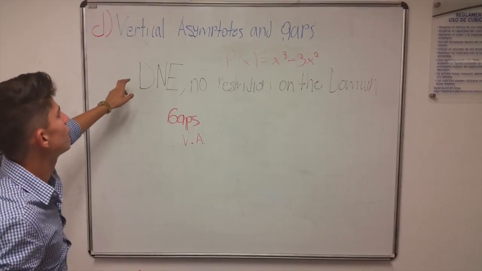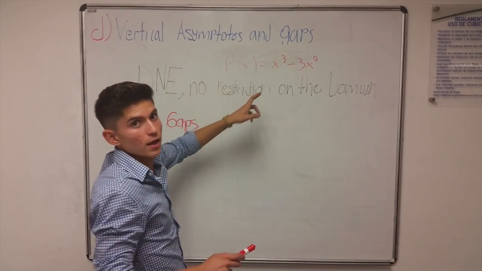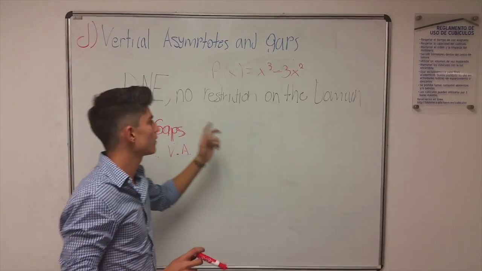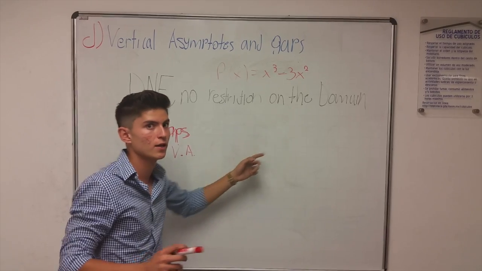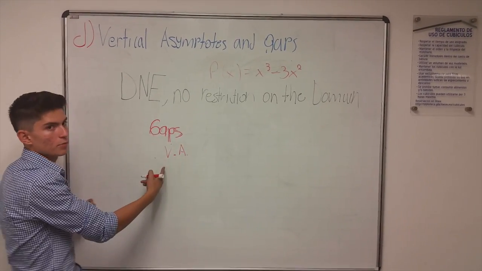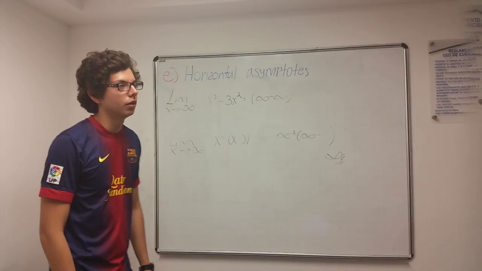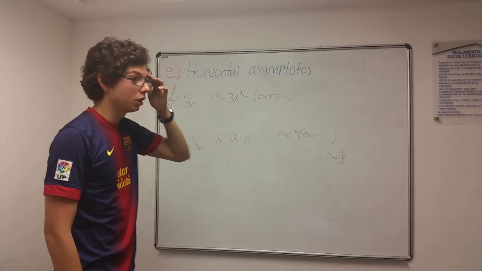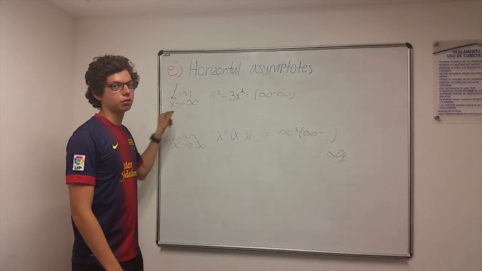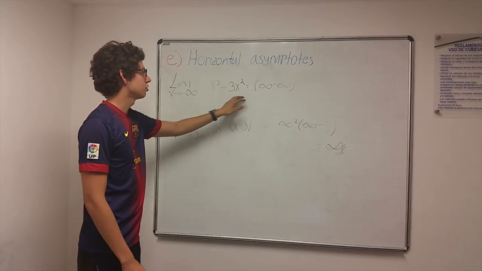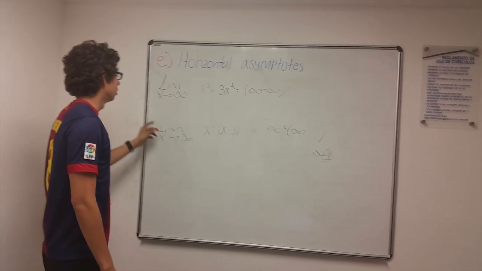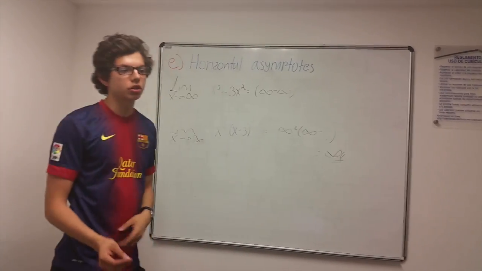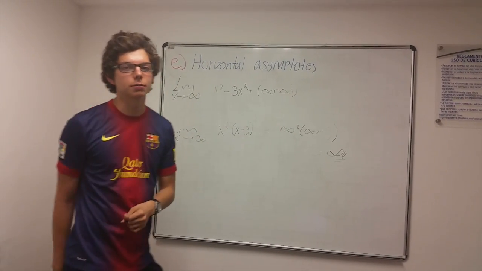So in point D, we have to get vertical asymptotes and gaps, and we have a polynomial function, therefore no restriction on the domain, and it doesn't have gaps or vertical asymptotes. Okay, in point E, we have to get the horizontal asymptotes, and to do this we have to apply the limits to infinity in our function. So when we apply the limits at infinity, we know our function doesn't have horizontal asymptotes.